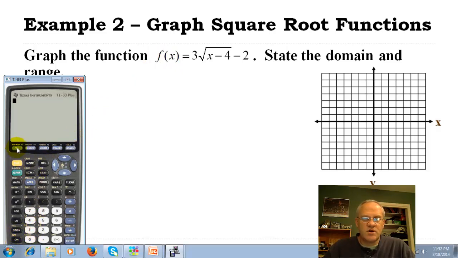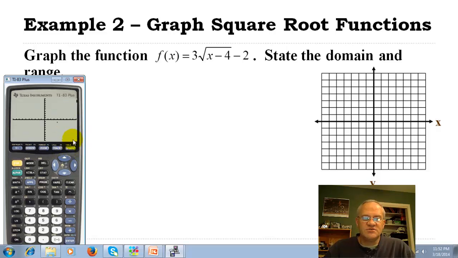So we'll turn this on, go to the y equals button, and then type in 3. The square root is right here, second function, and then square root, and then x minus 4. Since that's the end of the square root, you want to close the parentheses here. Then this minus 2 will go outside of that, so then minus 2. When you're typing this in, whatever's under the square root goes in the parentheses, then you can do your minus 2 out here.